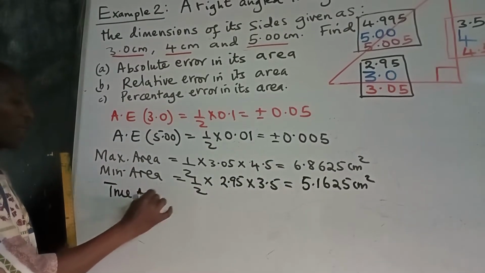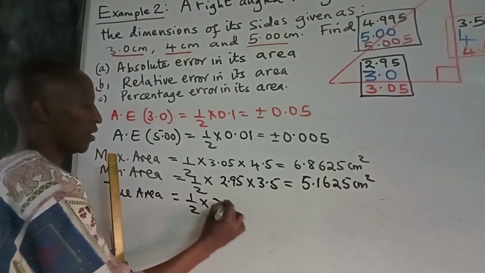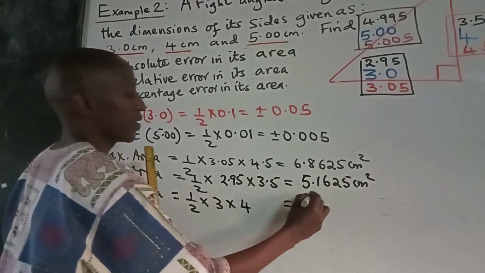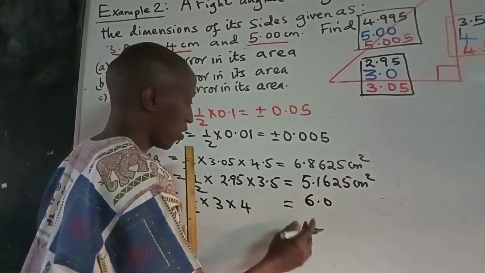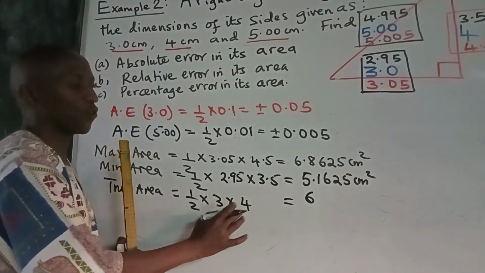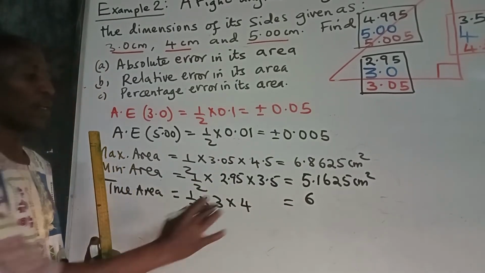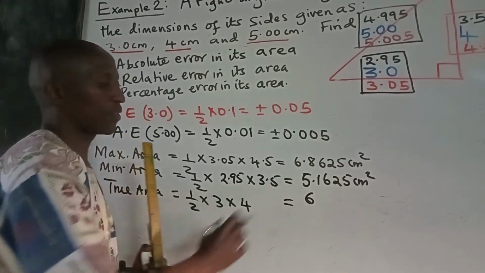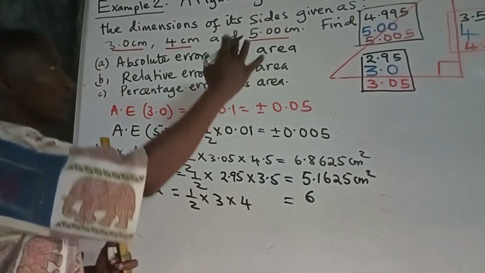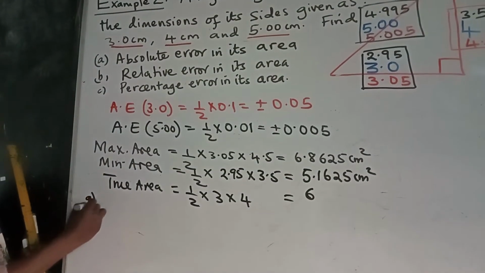We also need to compute the true area. True area, other people call it actual area. A half times the base 3, the height 4, and that comes to be a half of 12, 6.0, or we can say 6, because the measurements did not have an accuracy greater than that. Just 3 and 4, we give it as a 6.